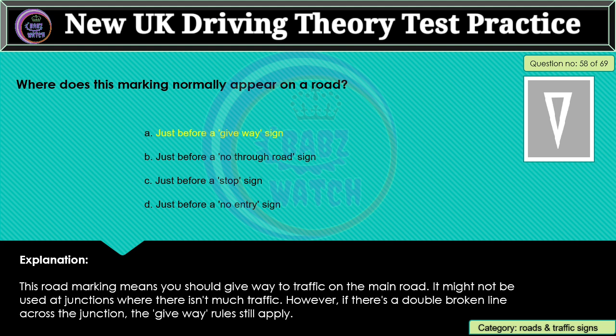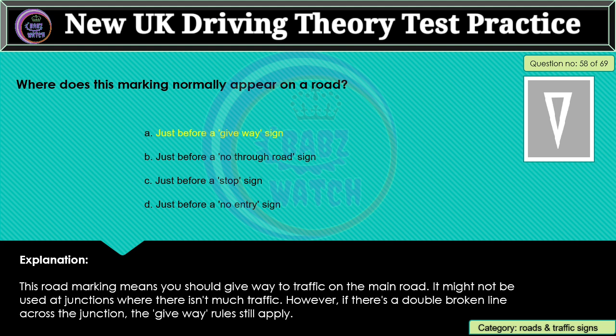Explanation. This road marking means you should give way to traffic on the main road. It might not be used at junctions where there isn't much traffic. However, if there's a double broken line across the junction, the give way rules still apply.